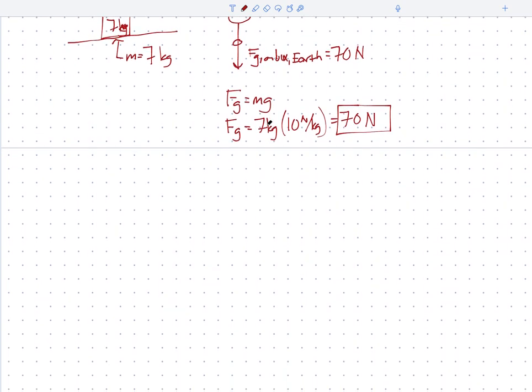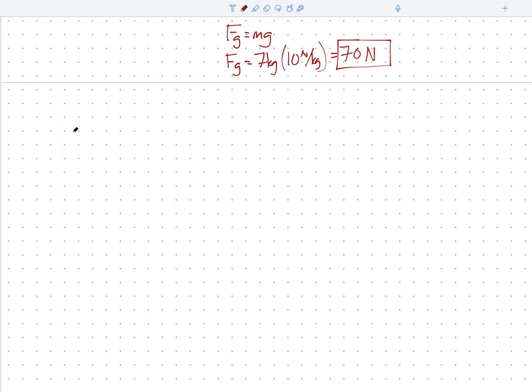Okay, let's look at a little different example. Let's say you have a force sensor and you hang a mass from this force sensor, but you don't know how much mass this mass has. But your force sensor tells you that the force of gravity acting on this mass is 95 newtons. What is the mass?